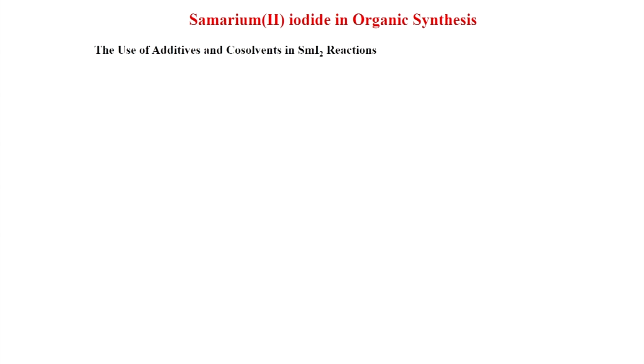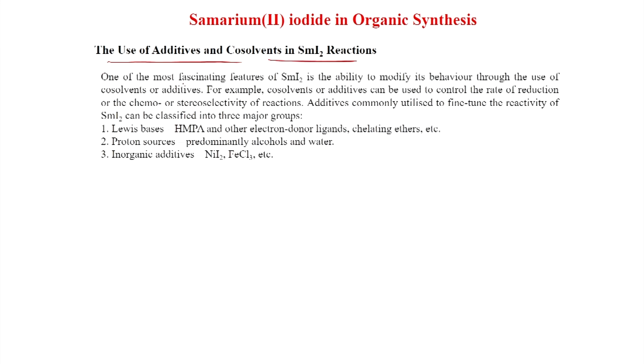Now, we will see that the use of additives and co-solvents is also important in samarium iodide reactions. One of the most fascinating features of samarium iodide is the ability to modify its behavior through the use of co-solvents or additives. So, this is very important. It can be more reactive if you sometimes put co-solvents like HMPA and also water. For example, co-solvents or additives can be used to control the rate of reduction or the chemo- or stereoselectivity of reactions. Additives are commonly utilized to fine-tune the reactivity of samarium iodide.